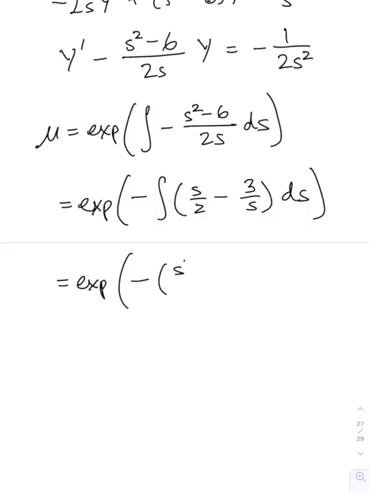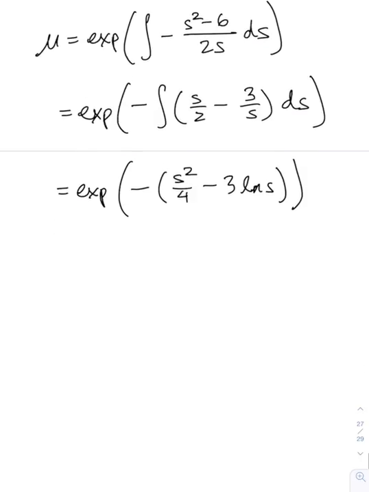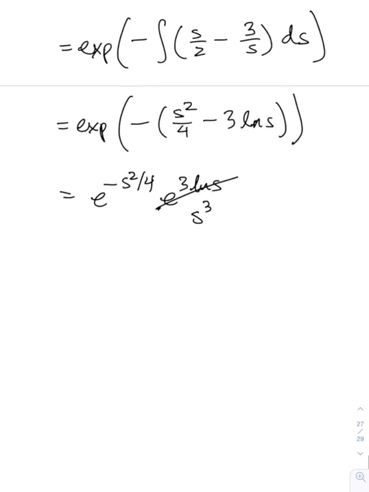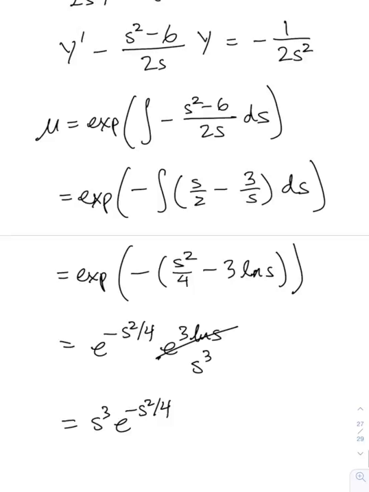So what do we have there? s squared over 4 minus 3 log s. All right, so that's going to be e to the negative s squared over 4 times e to the 3 log s. e to the 3 log s simplifies to s cubed. So my mu is s cubed e to the negative s squared over 4. Okay, we come back to our equation here, multiply the whole thing by mu.